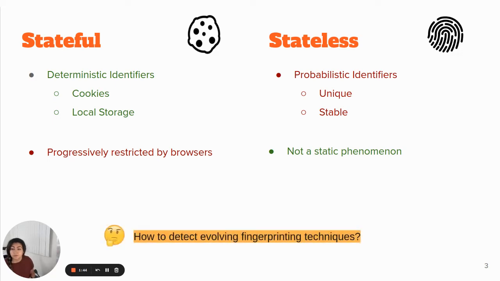In this paper, we try to address this problem by proposing a graph-based machine learning technique that predicts new APIs that trackers might exploit for browser fingerprinting.